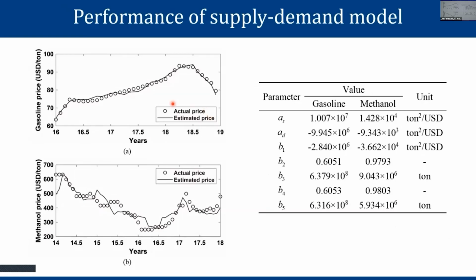So here we can see the results of the parameter estimation and the performance of the dynamic supply-demand model that we have developed. A is gasoline and B is methanol. From these two figures, we can see that the supply-demand model that we used can predict the market price of these two different products quite accurately.